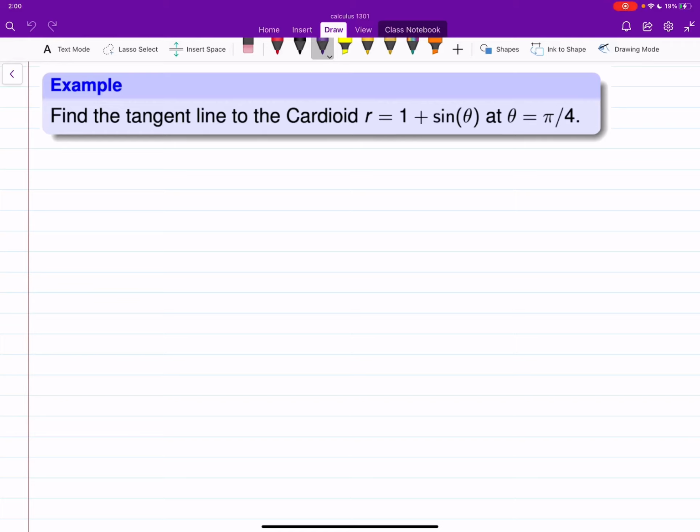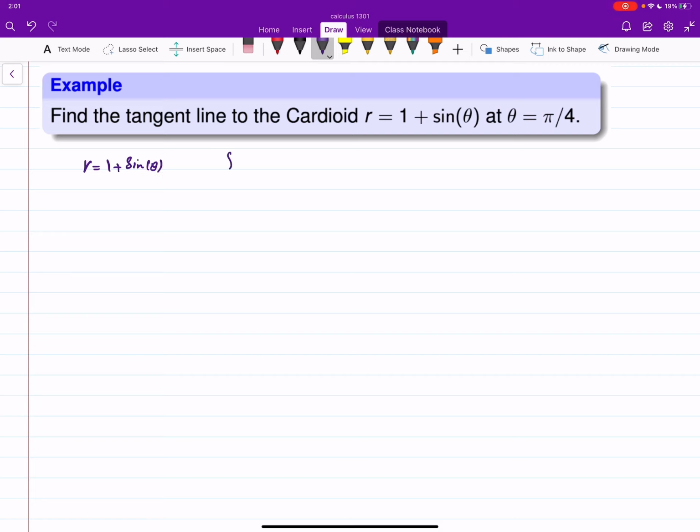Hello everyone. In this video, we will learn how to find the tangent line to a polar curve. I will start with one example. You'll see that the trick that we use, you already know it. I have a polar curve, which is a cardioid.